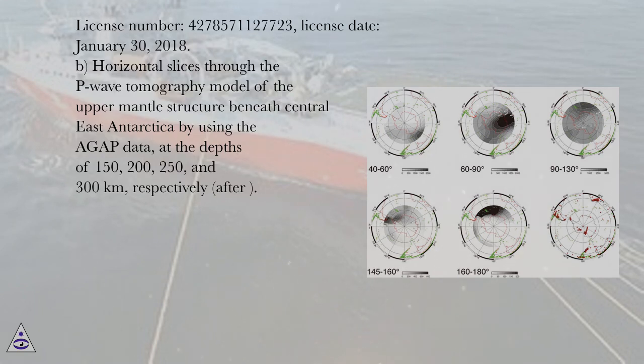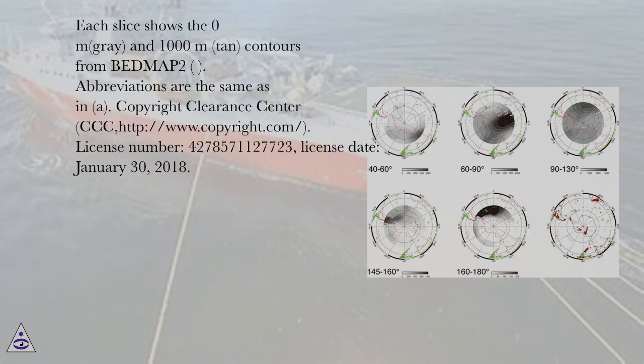B. Horizontal slices through the P-wave tomography model of the upper mantle structure beneath central East Antarctica by using the AGAP data, at the depths of 150, 200, 250, and 300 kilometers, respectively, after. Each slice shows the 0 meters, gray, and 1000 meters, tan, contours from BedMap 2. Abbreviations are the same as in A.